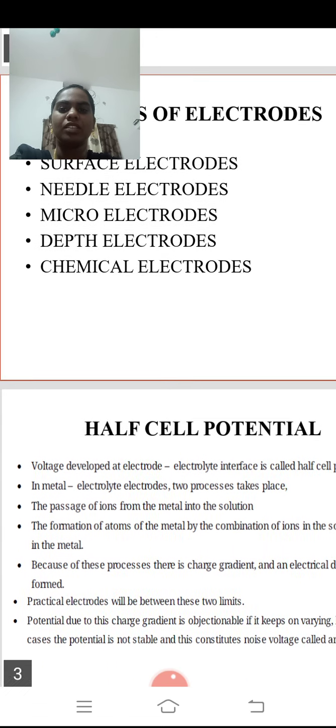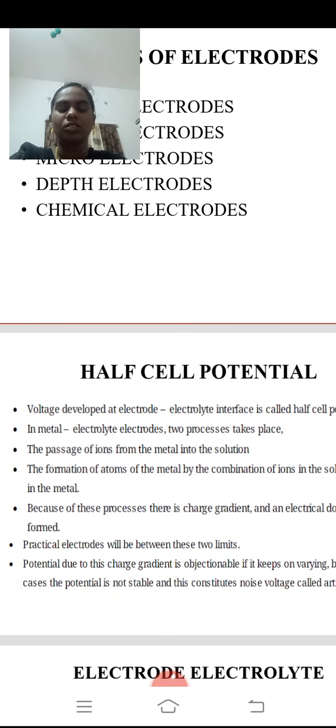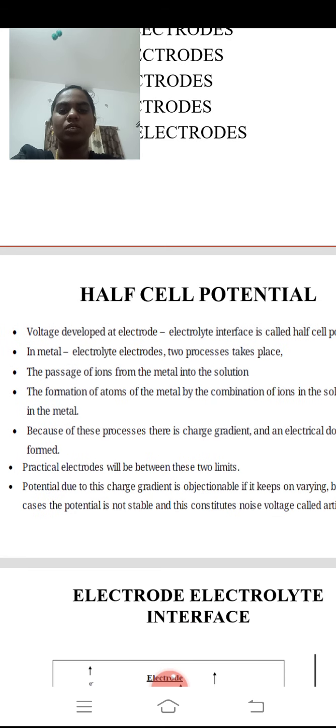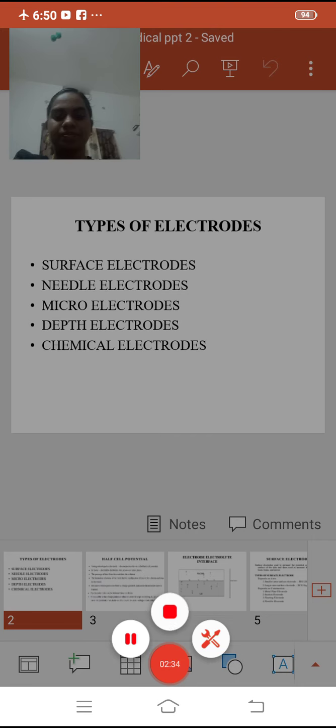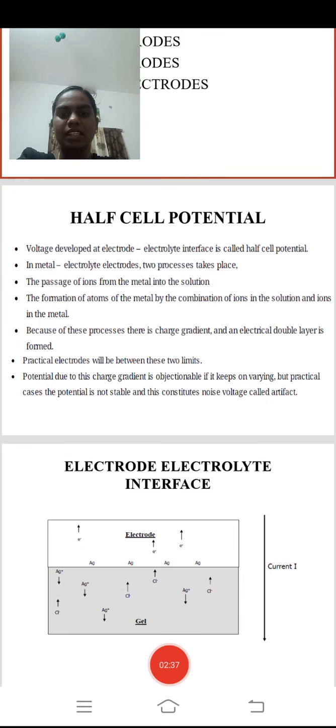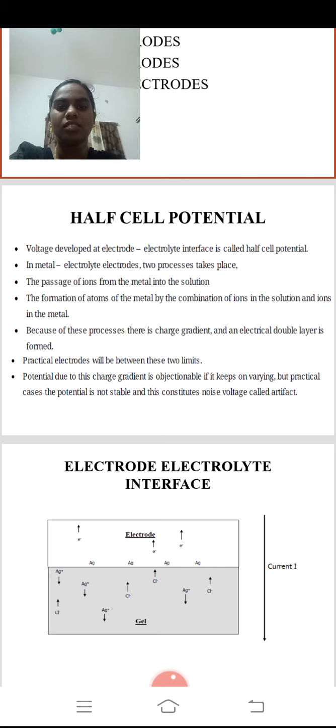Okay. Before entering into the electrodes, we should know what is meant by half cell potential. Half cell potential is nothing but the voltage developed at the electrode-electrolyte interface. In each and every electrode, this half cell potential operation takes place.